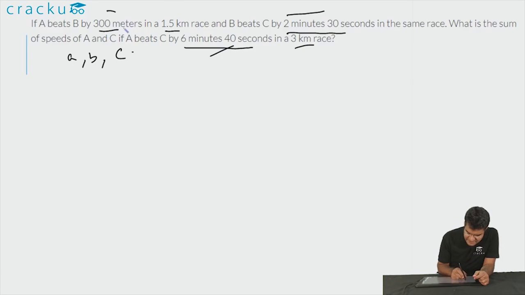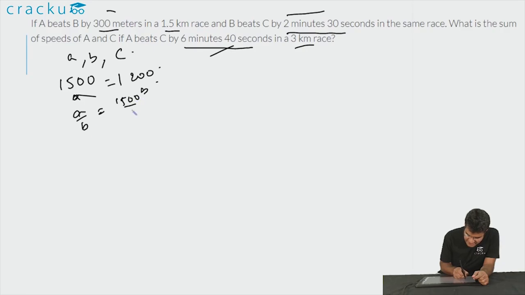We are told that A beats B by 300 meters in a 1.5 kilometer race. So when A travels 1500 meters, B travels 1200 meters. This is A and B. So we are given basically that a by b is equal to 1500 by 1200, which is equal to 5 by 4. This is the first equation.